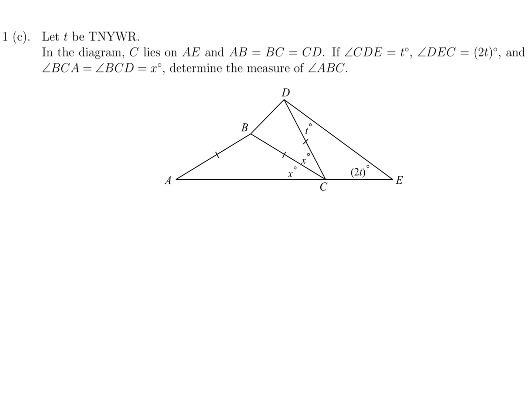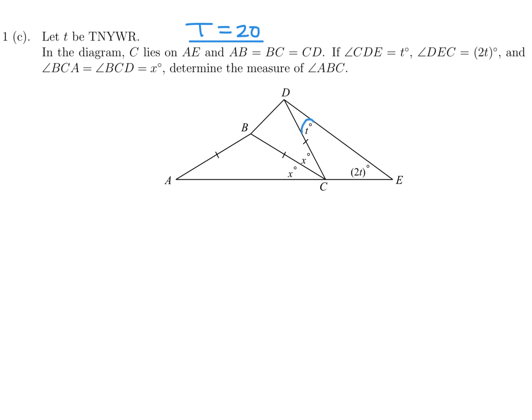Let t be TNYR, so in this case t is going to be 20, the answer to the previous part. In the diagram, C is on AE, AB is equal to BC equal to CD. If CDE is t degrees, DEC is 2t degrees, and BCA and BCD are x degrees, determine the value of ABC. Okay, so this is angle chasing here.